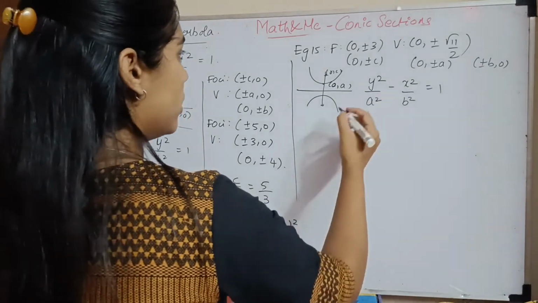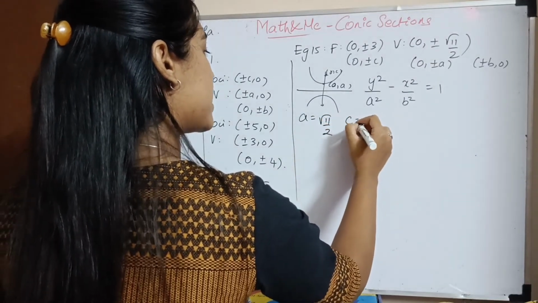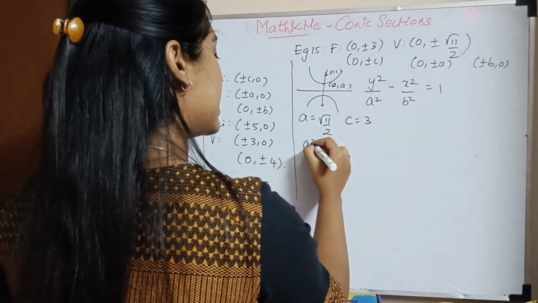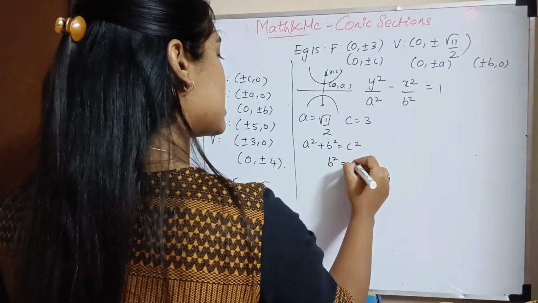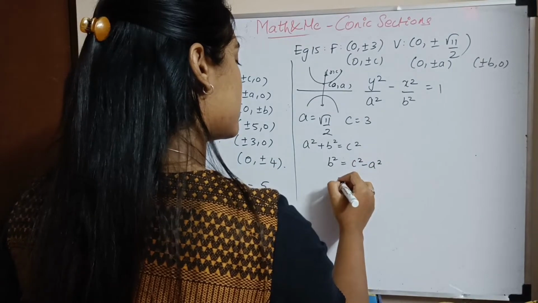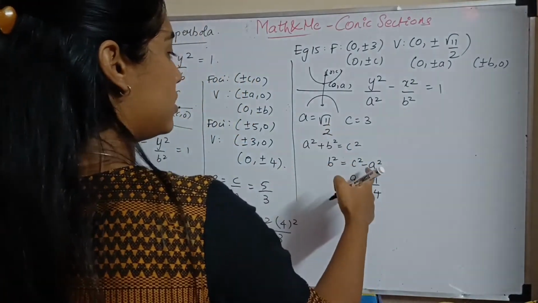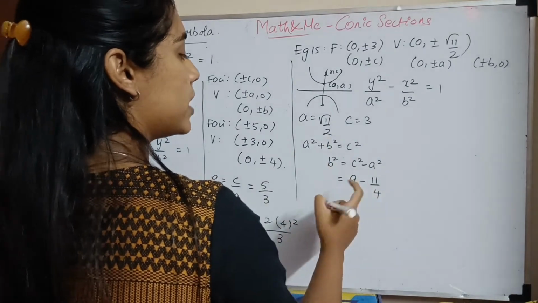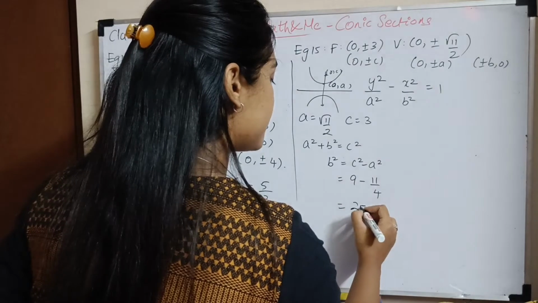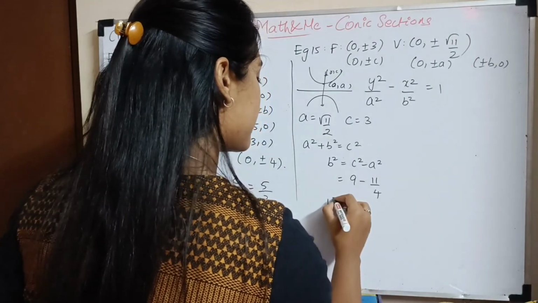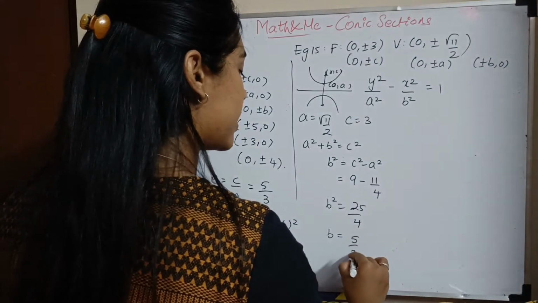Now, what is my a? Root 11 by 2. What is my c? 3. So what is b? a square plus b square equals c square, so b square equals c square minus a square, which is 9 minus 11 by 4. Root 11 the whole square is 11, 2 square is 4. So I have 36 by 4, 36 minus 11 is 25 divided by 4. This is my b square. b is the square root of 25 by 4, which is 5 by 2.